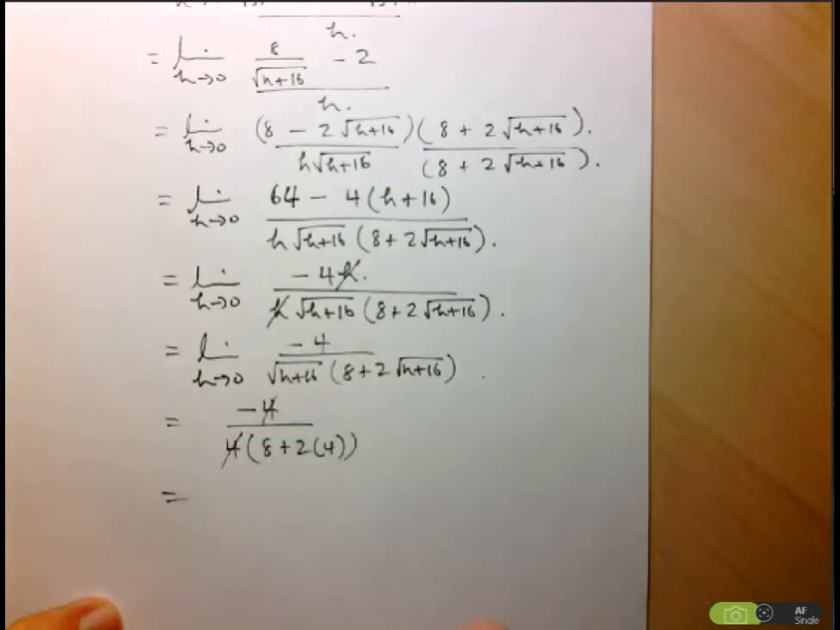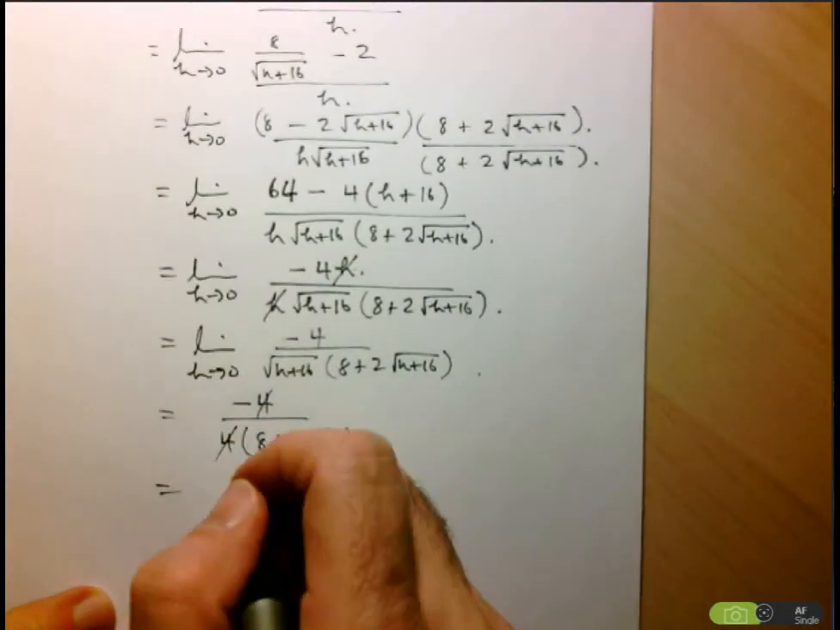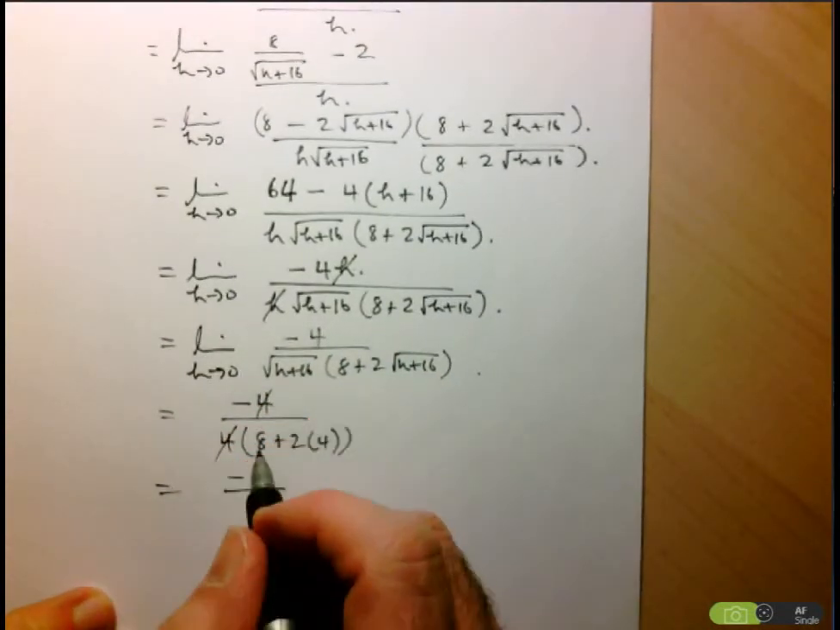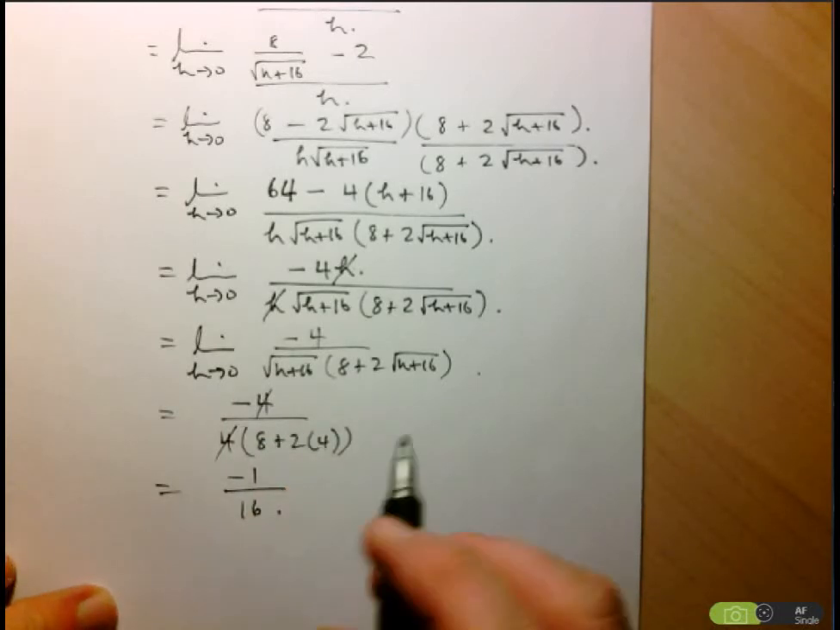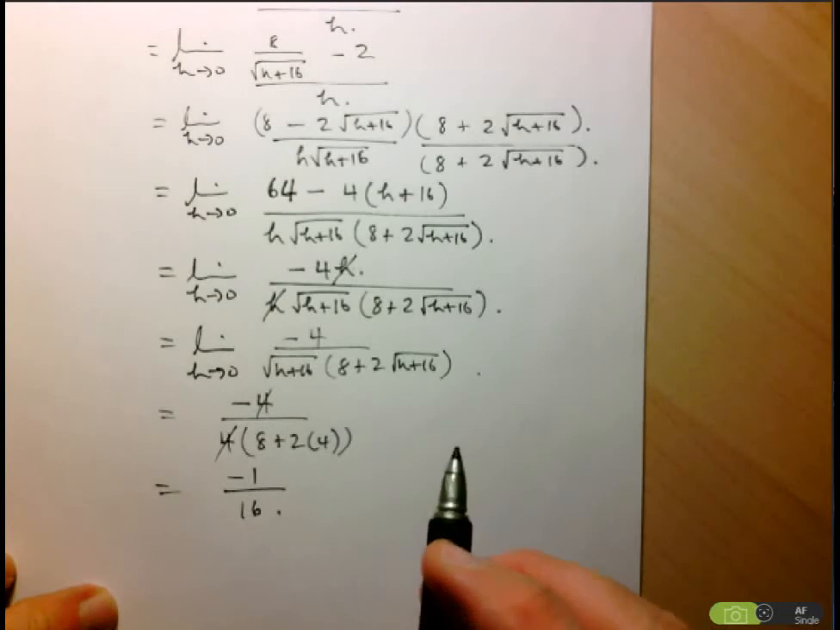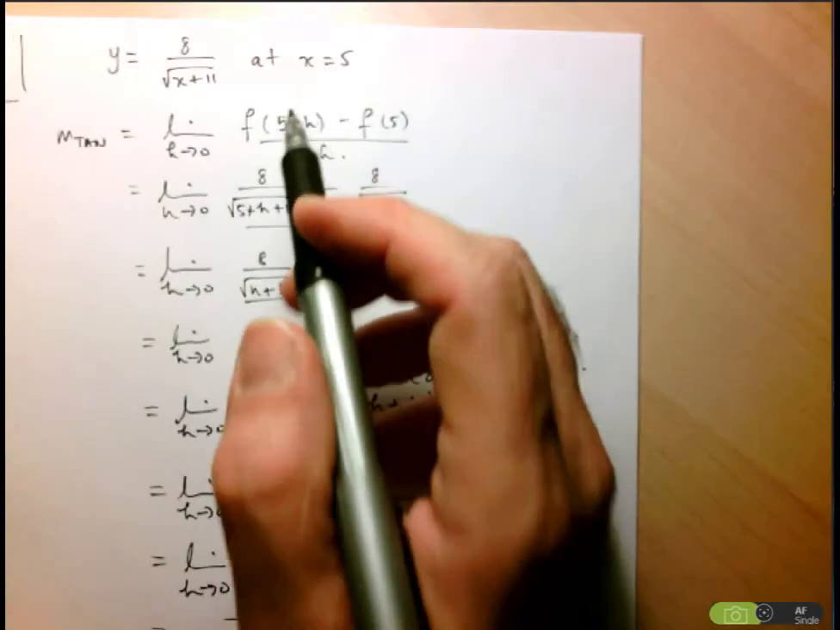Now let's simplify. Right off the bat, we can just cancel out the 4. So we get negative 1 over 8 plus 8, which is 16. There we go, there's the slope of the tangent, or the rate of change of this function at x equals 5.